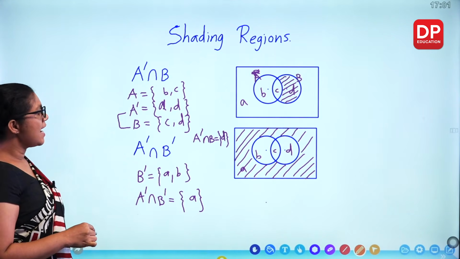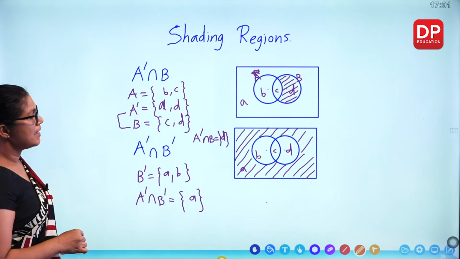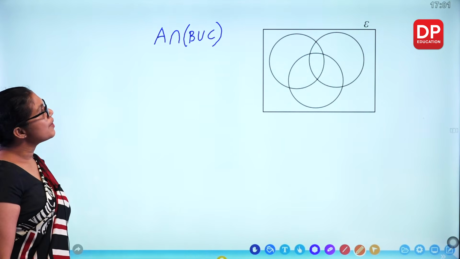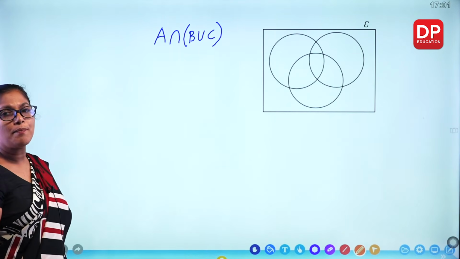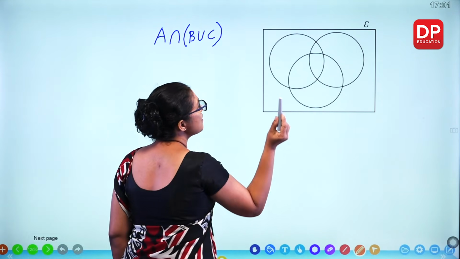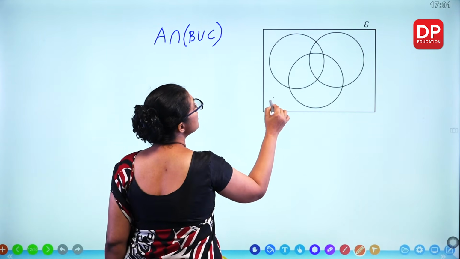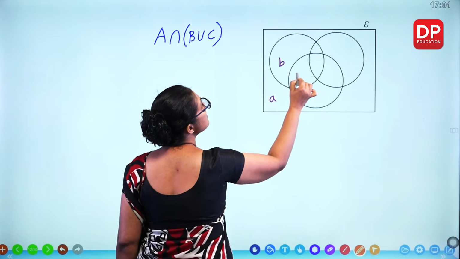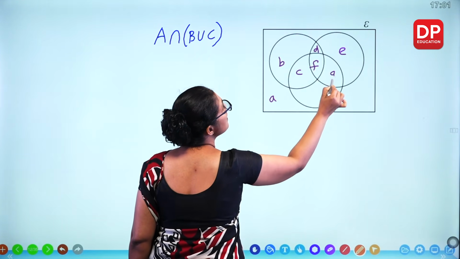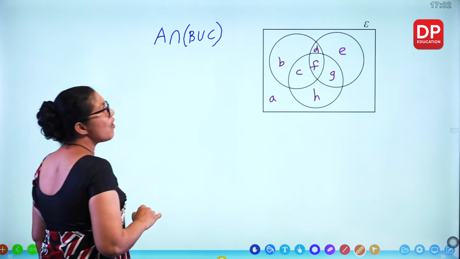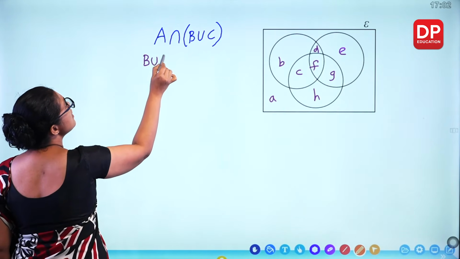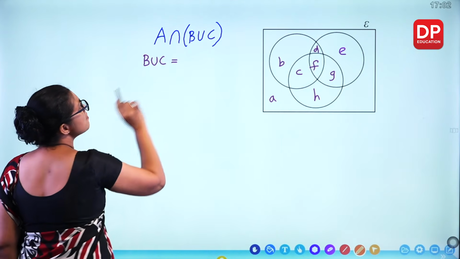So that's A dash intersection B dash. Now look at this one: A intersection B union C. If you are using the previous method, you can label all the regions A, B, C, D, E, F, G, H, all regions, and then try to write down these ones. B union C. What is B union C?